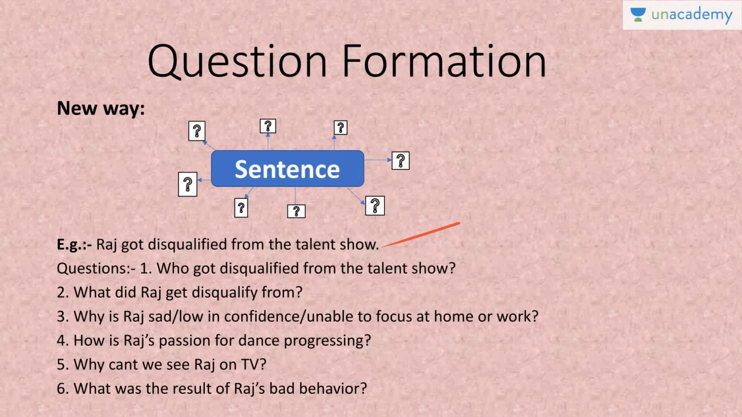Why can't we see Raj on TV? I thought of this question because a lot of reality and talent shows are on TV. So, why can't we see Raj on TV? And that's because Raj got disqualified from the talent show. And again, what was the result of Raj's bad behavior? Well, Raj got disqualified from the talent show. So you see how we have formed questions surrounding the sentence, making the sentence the answer to these different questions.